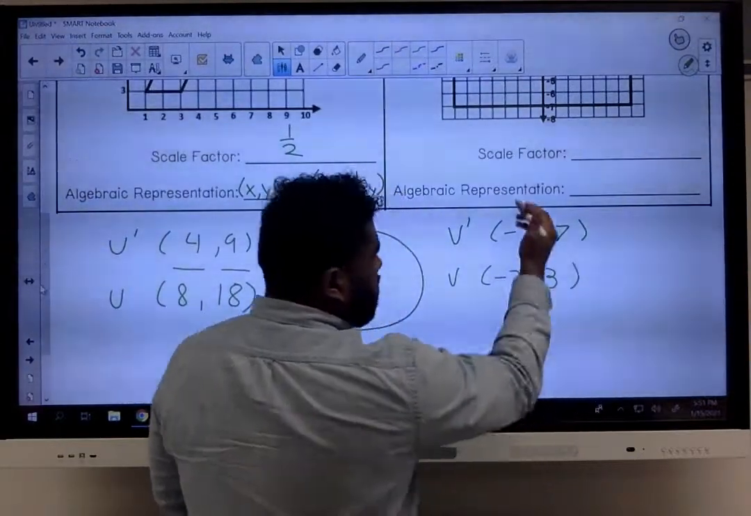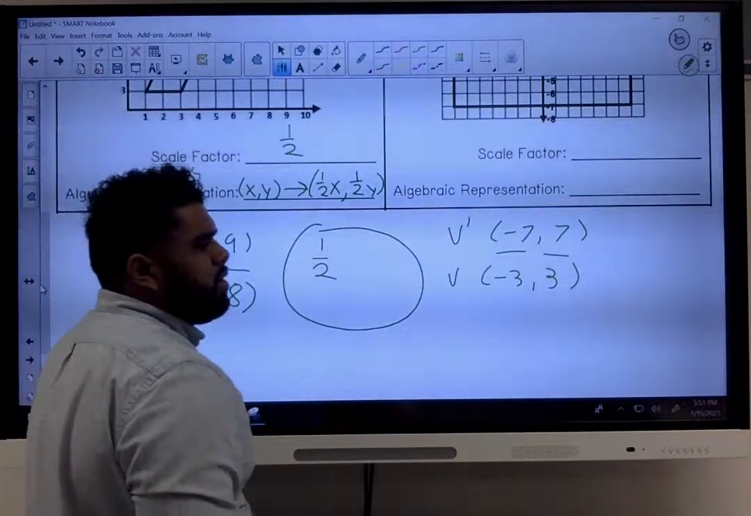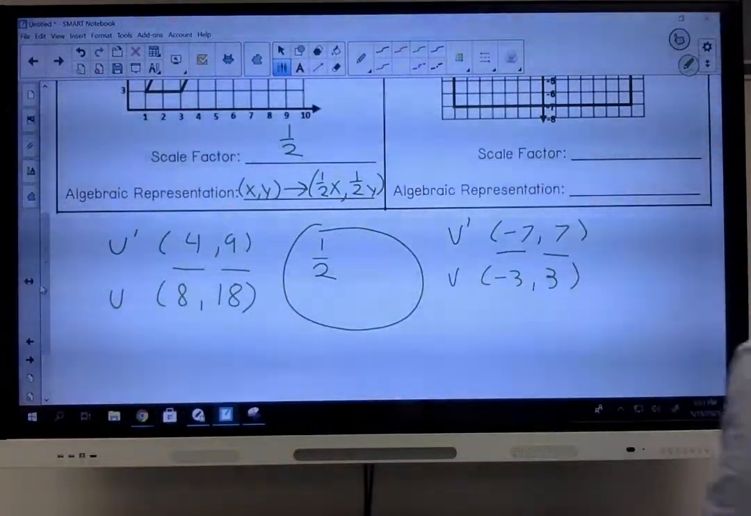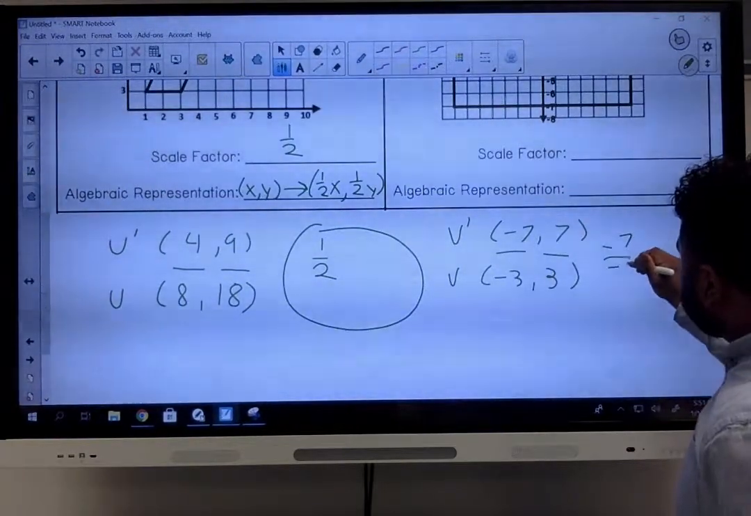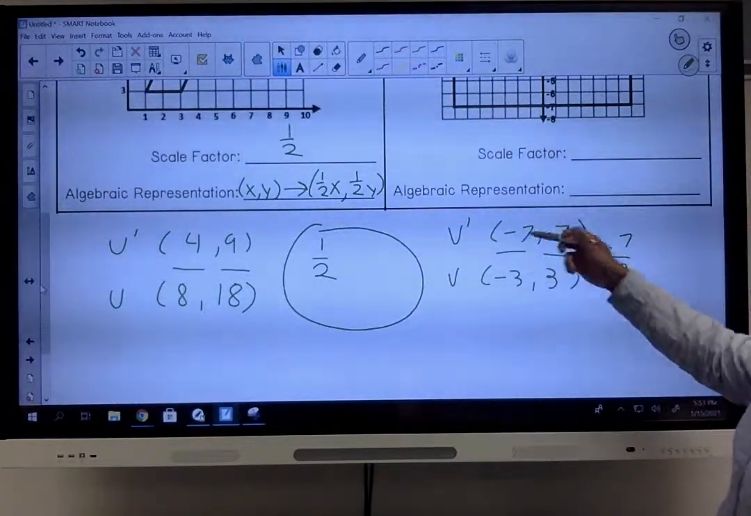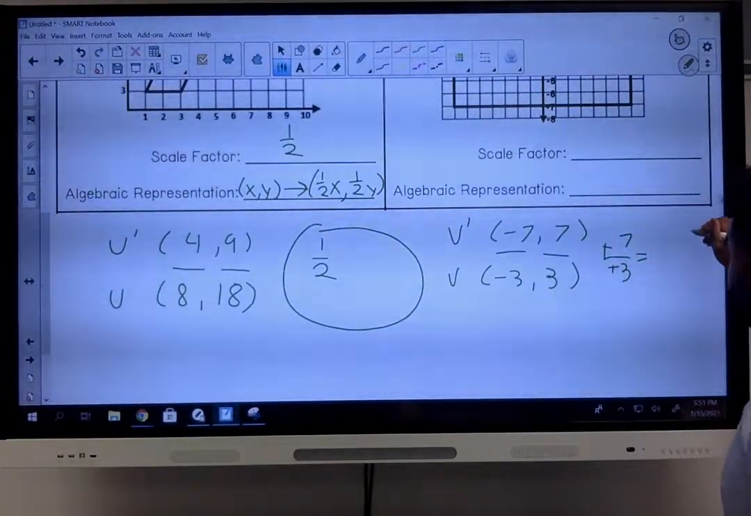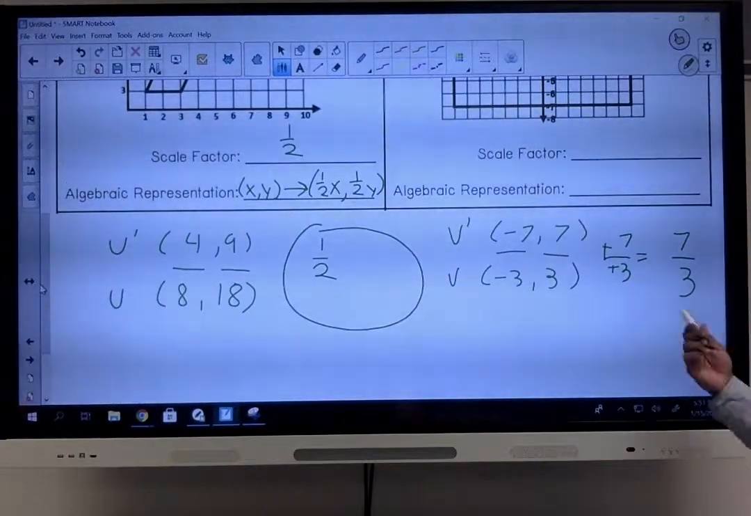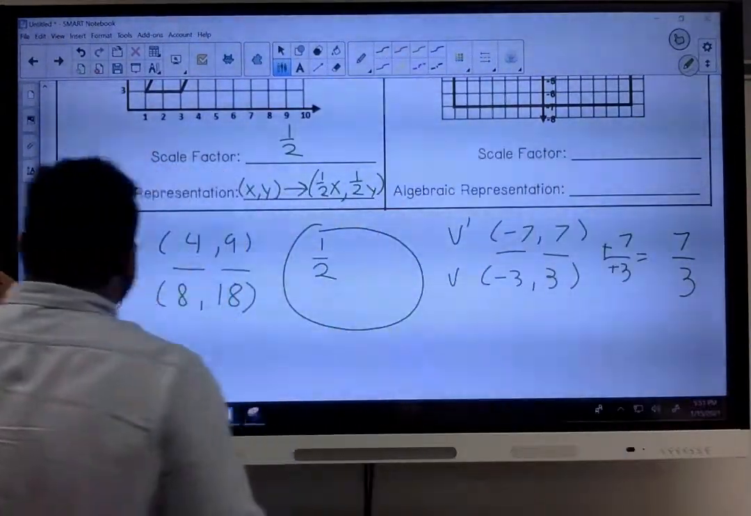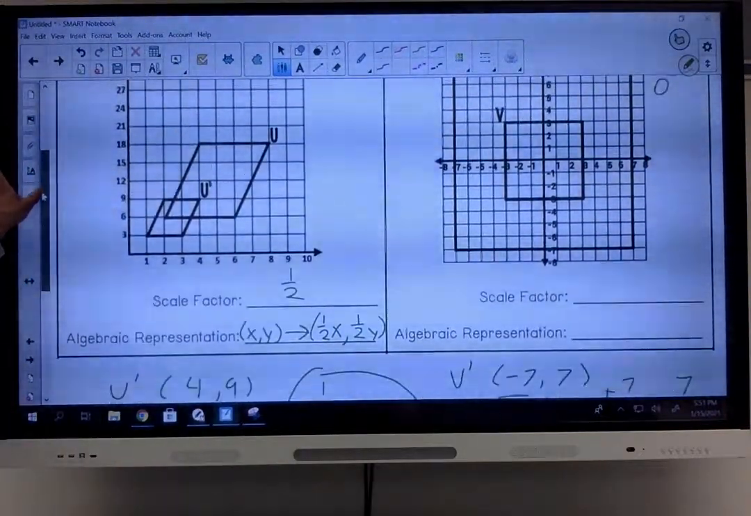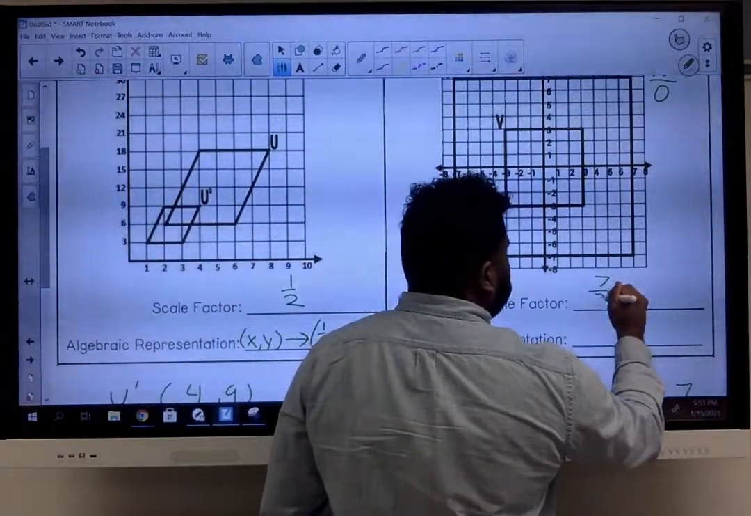Now I'm going to divide both. -7 divided by -3, I can't really simplify that, so I'm just going to leave it at negative 7 over negative 3. When you divide a negative by a negative, these cancel out, so this is just going to be 7 over 3. So now we found our scale factor. Scrolling back up here, our scale factor we found to be 7 over 3.